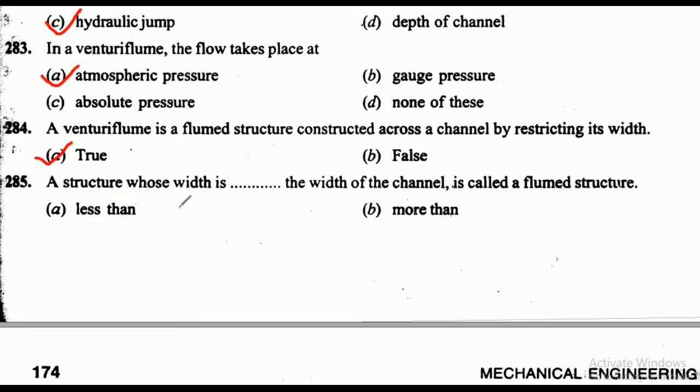A structure whose width is dash the width of the channel is called a flumed structure. Options are less than or more than. So here friends, the correct answer is option A, that is less than.